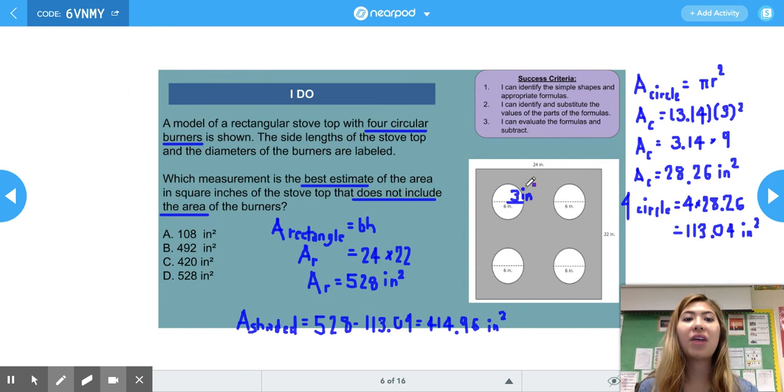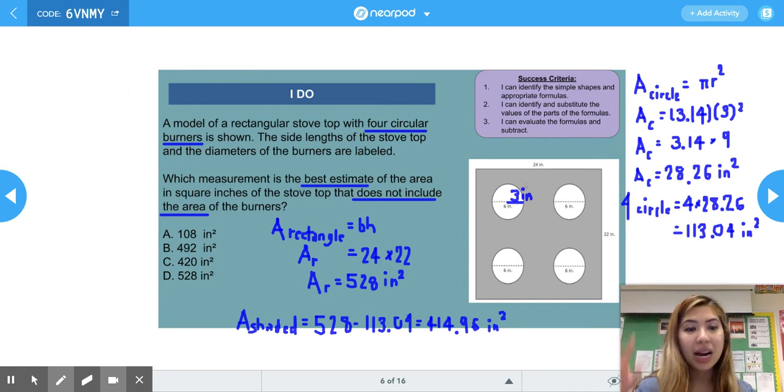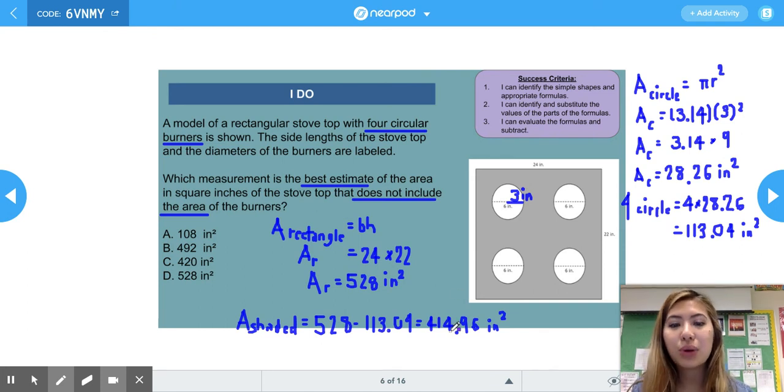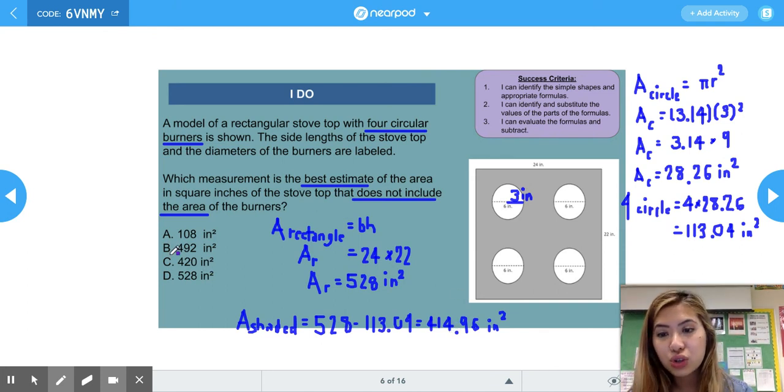So whenever you are finding the area of a composite figure that has a shaded area or a shaded part, and that's what you're looking for, you're going to have to subtract. If you're finding the area of composite figures that are made up of different shapes and there's no question about shaded area, then you're going to add the areas of the smaller geometric shapes together. So 414.96 is closest to 520, so our answer is going to be C.